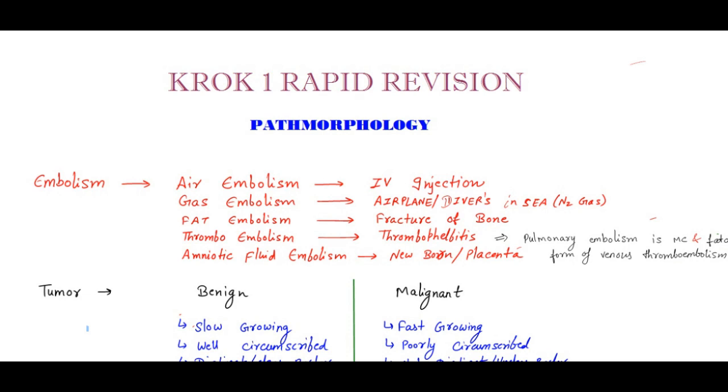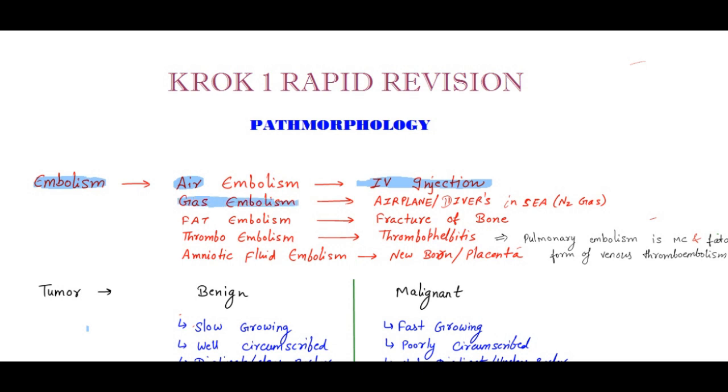So let's start from the embolism. So what is the embolism? Embolism simply means we have some obstruction. It can be air embolism. Air embolism means it can be due to IV injections. So remember, air: IV injections. Then it can be gas embolism.